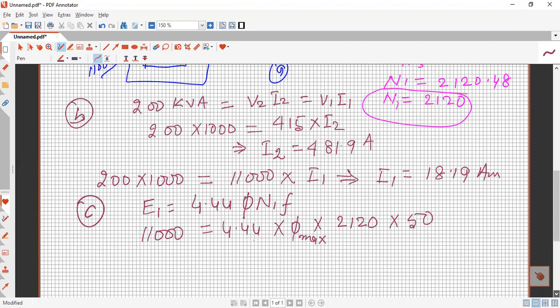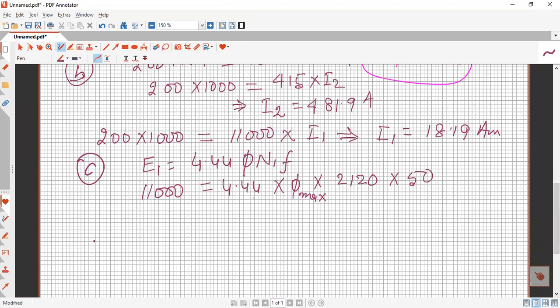Now the last part is the D part, where we have to find the impedance from the secondary side and also the impedance on the primary side. We can find very easily the impedance in the secondary as well as in the primary side. This one problem is showing everything in the question. First we find the secondary impedance. So Z2, the secondary impedance, will be equal to V2 by I2.